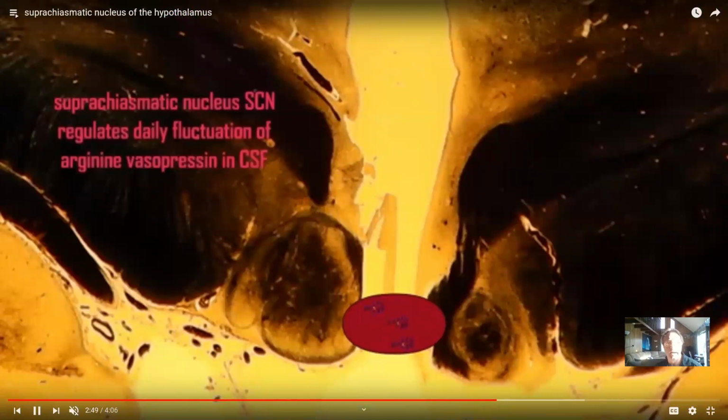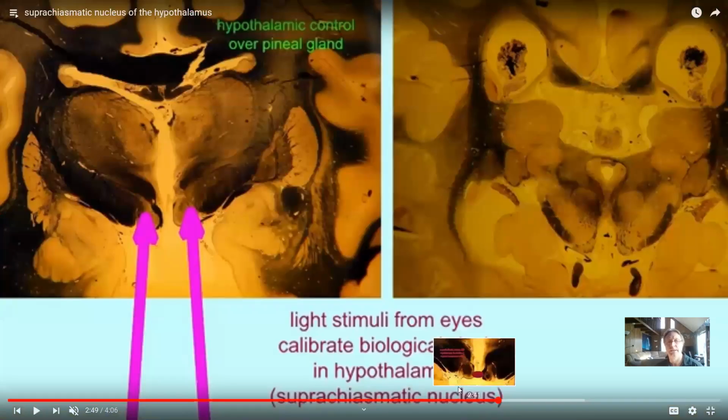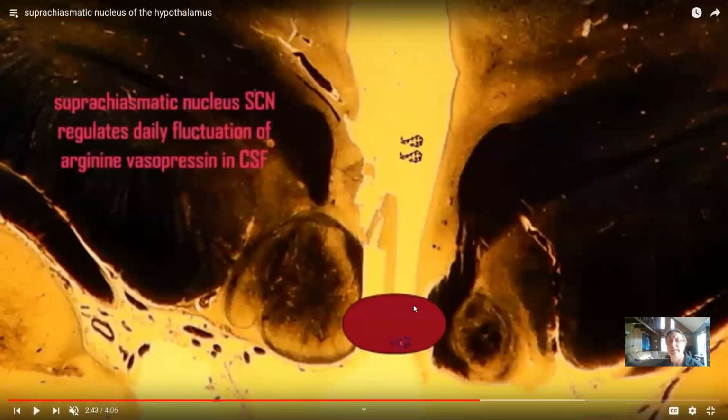And so, among other things, this suprachiasmatic nucleus can change the levels of arginine vasopressin, or ADH, which go into the cerebrospinal fluid. So thus, by changing the levels of a hormone going into cerebrospinal fluid, this nucleus can then tell the entire brain what time it is and help to train that.